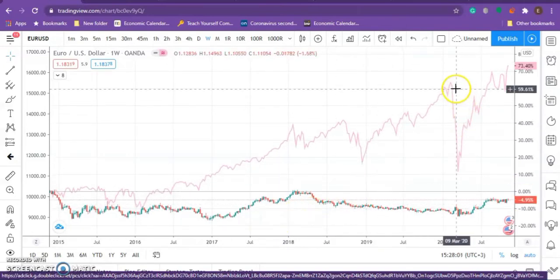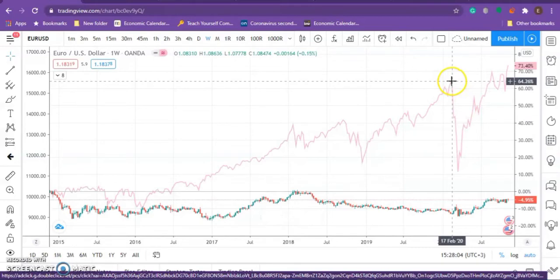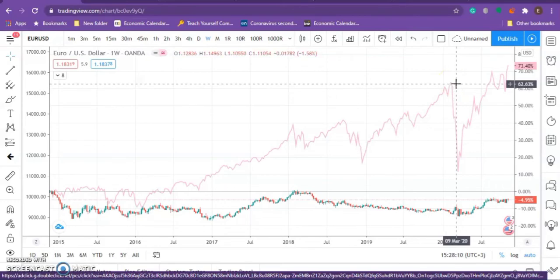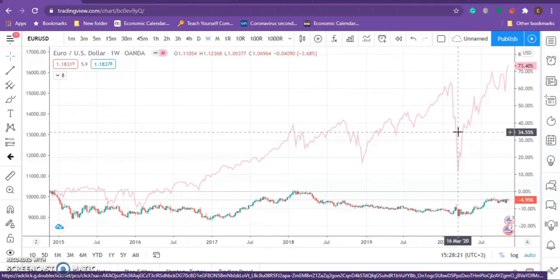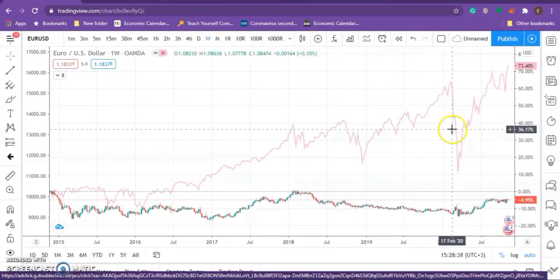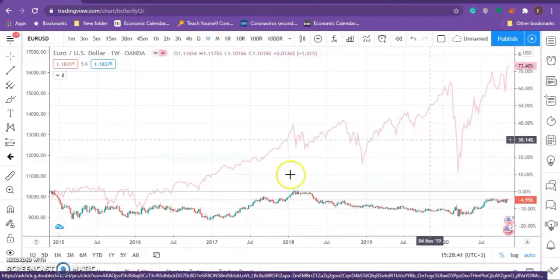But for instances like this, you can see there was a fall here as the S&P 500 was falling. So when the S&P 500 fell, the dollar gained and the euro lost, so the Euro USD graph went down. So you can say that the US dollar and the S&P 500 are actually inversely correlated.